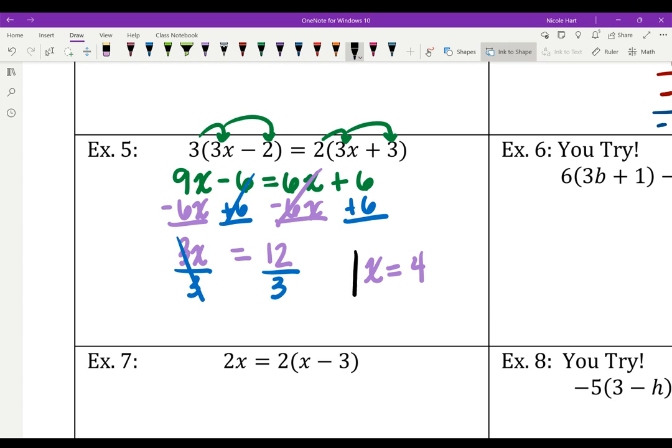And for all of those examples that say you try, you need to attempt those first. Then you can go back and check a copy of the notes if you'd like to see if you have them correct.